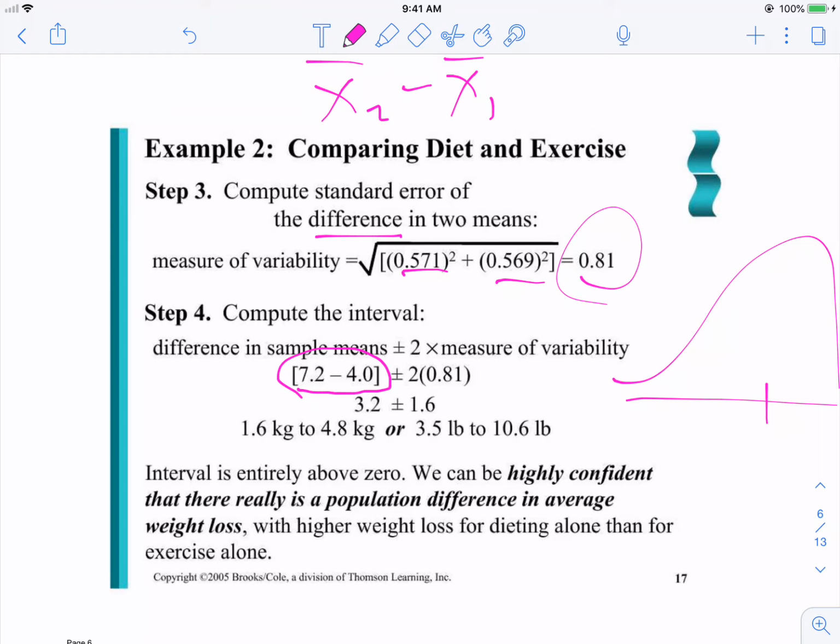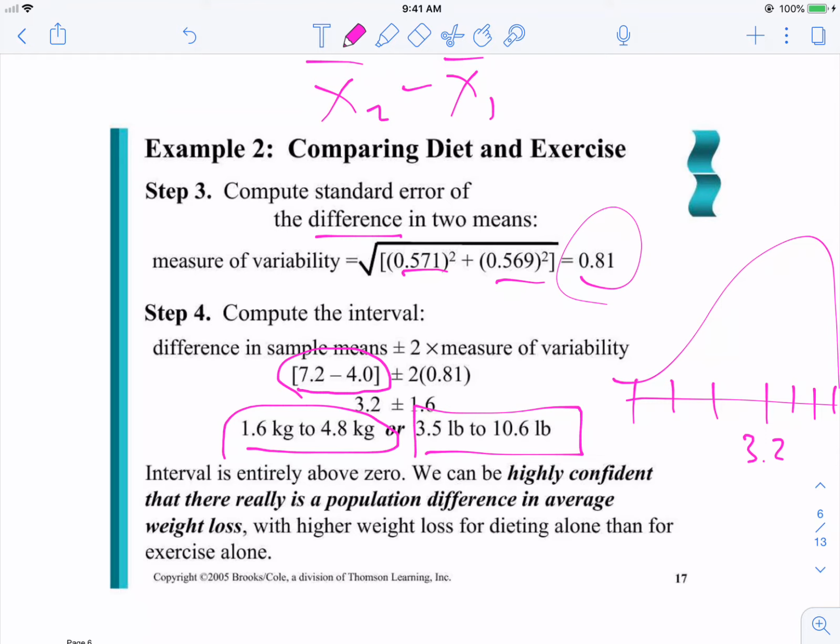When you work this out, 3.2 plus or minus 2 of those measures of variability becomes about 1.6. So our 3.2 goes at the center of the curve, and we have a step size of 1.6 going to the left, going to the right for each of these. And we can see here is our confidence interval in both kilograms and in pounds.